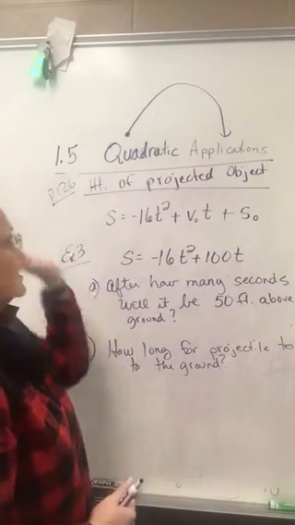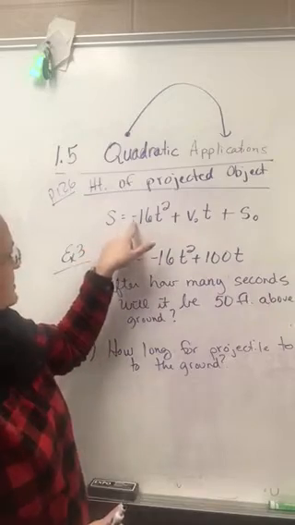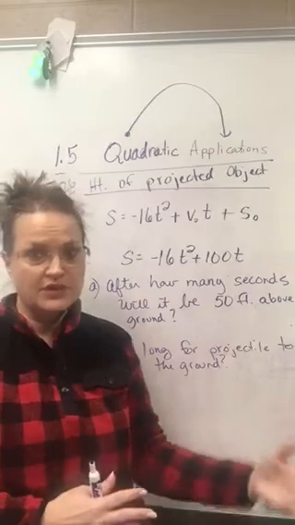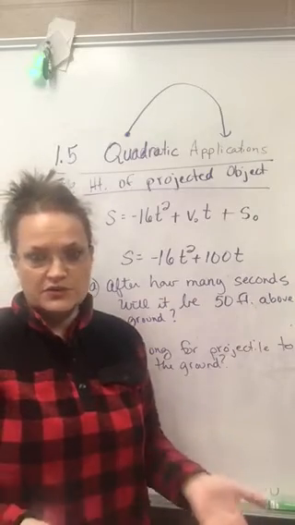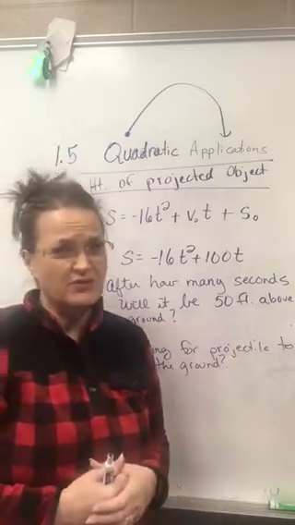So the formula given at the top of the page is the height of an object, and this is measured in feet per second. If you take a physics class, you may do it in meters per second. Our algebra book does it with feet per second, so don't worry about that. That's always given in the problem anyway.